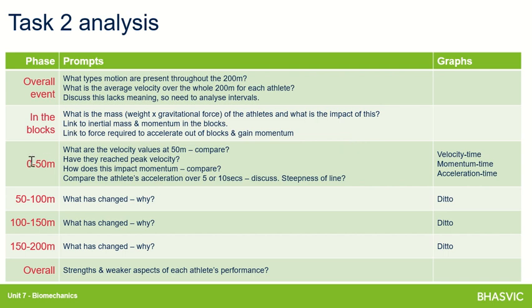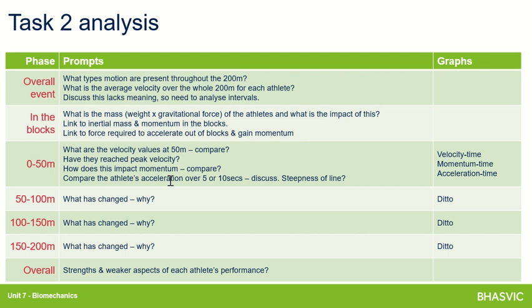And then what you do is you look at the first 50 meter data and you discuss each of the 3 different athletes in comparison with each other. Who had the greatest velocity by 50 meters? What's the implication of how their momentum change, mass times velocity, compare between the different athletes? What does it show? What do the acceleration graphs show about their acceleration? Who accelerated the most rapidly?